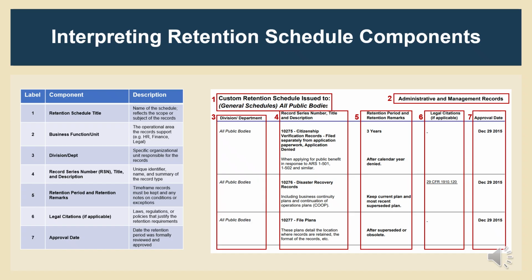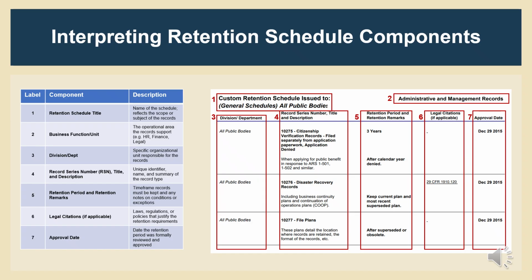Label 5. Retention period and retention remarks. This tells you how long the records must be kept, including any special conditions or exceptions. It covers both the active and inactive phases of the record's life cycle. Label 6. Legal citations. These are the laws, regulations, or policies that justify the retention requirements. They are especially important for compliance and audit purposes.